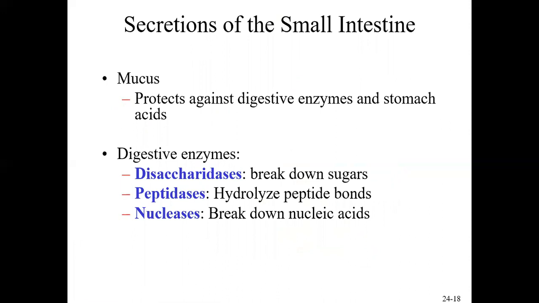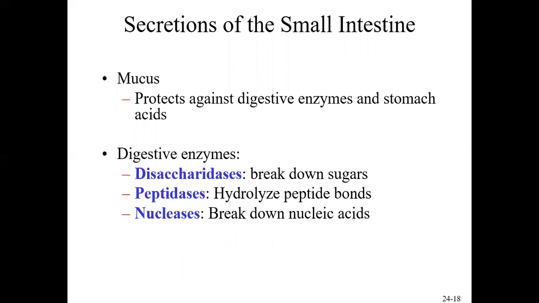There are enzymes there that are coming from the pancreas, and some of the examples of enzymes here are disaccharidases, peptidases, and nucleases. First of all, if you don't already recognize this, if the word ends in the ending ASE, that usually means you're dealing with an enzyme. And so a disaccharidase is an enzyme that helps to break down disaccharides, or sugars, such as sucrose. Sucrose is a sugar that we eat that's in our foods.